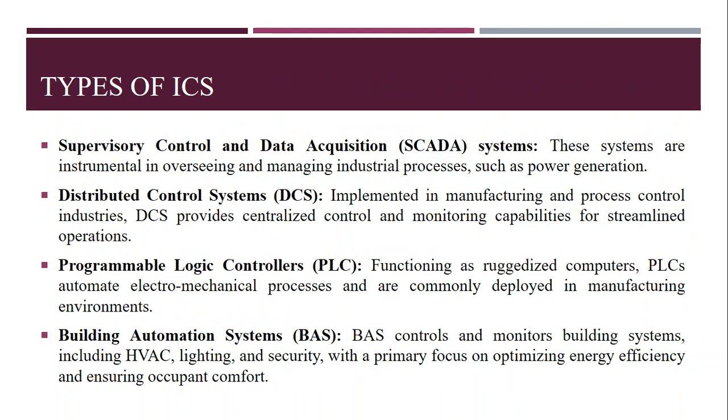Different types of industrial control systems: supervisory control and data acquisition system. This system deals with managing and overseeing our industrial processes. Distributed control systems are used to manage or look after our industrial data and its control system in one single mainstream of operations.